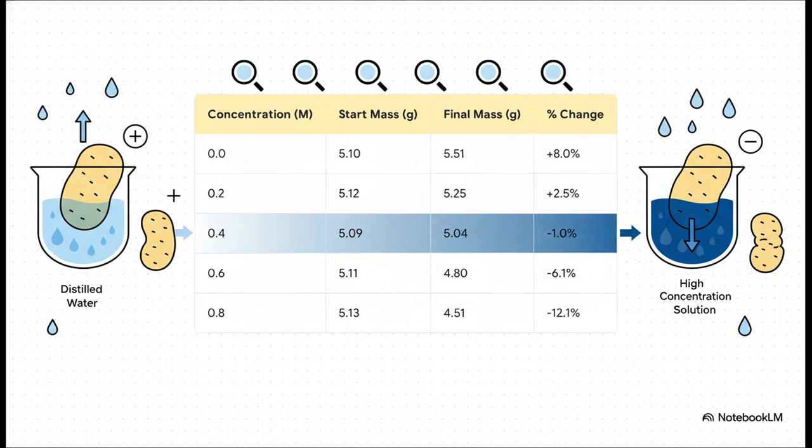So, a finished results table might look something like this. Check out that top row, the one in distilled water. The final mass is higher than the start mass, so the potato gained water through osmosis. That gives it a positive percentage change. But then look what happens. As the solution gets more and more concentrated, the percentage change turns negative. That means the potato is now losing water.